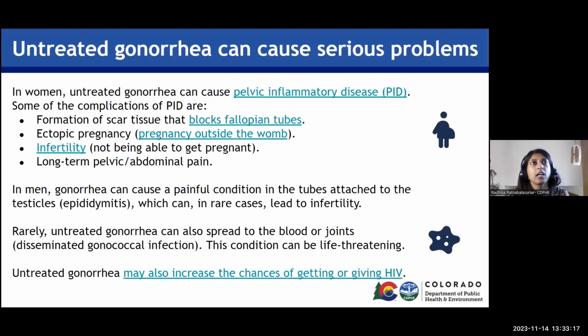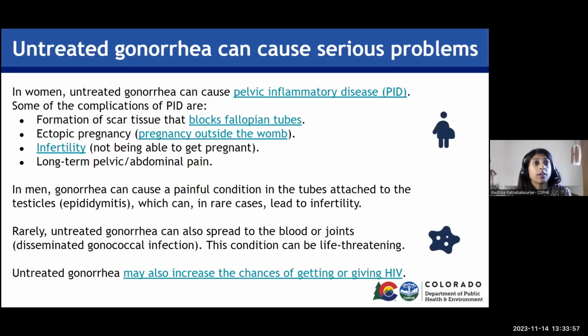Untreated gonorrhea can cause serious problems. In women, untreated gonorrhea can cause pelvic inflammatory disease, which is also known as PID. Some of the complications of PID are formation of scar tissue that blocks the fallopian tubes. It can cause a condition called ectopic pregnancy, which is potentially a life-threatening condition. It's when the pregnancy is in the wrong location, outside of the womb. It can result in infertility, so not being able to get pregnant, and it can result in long-term pelvic and abdominal pain. So these are really severe complications that we really want to prevent.